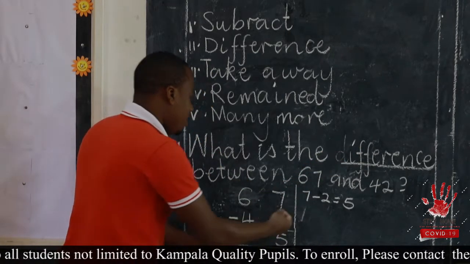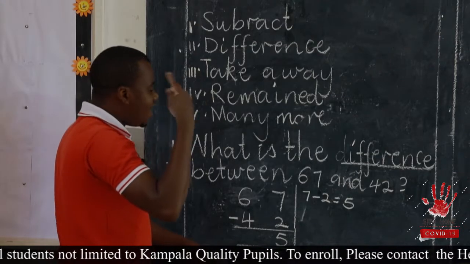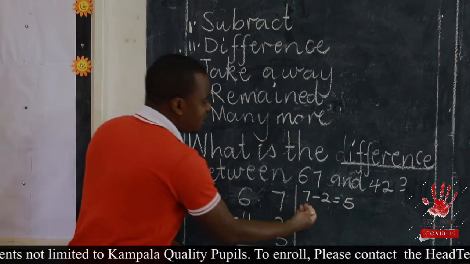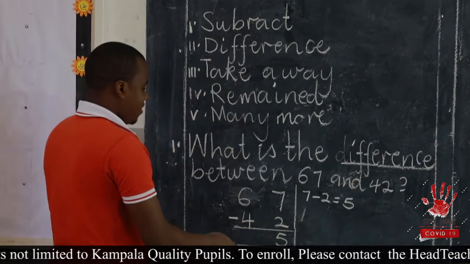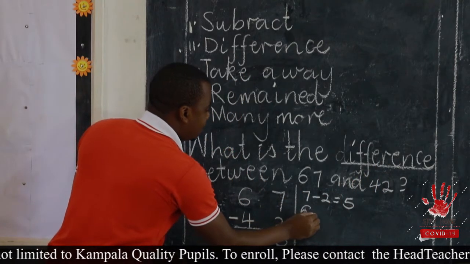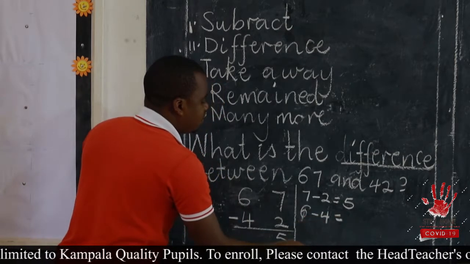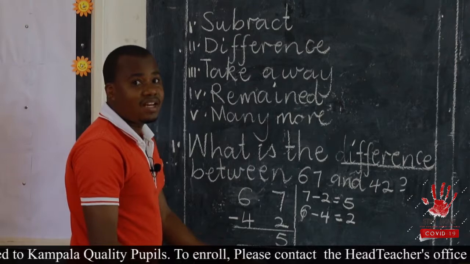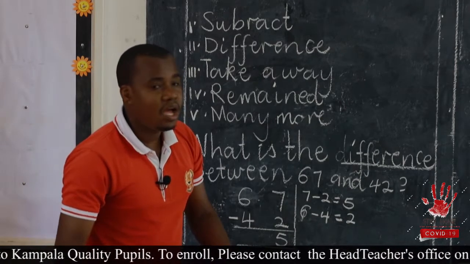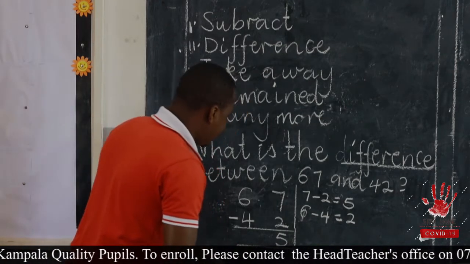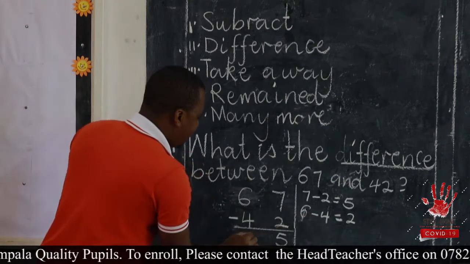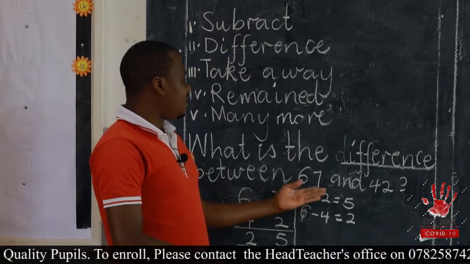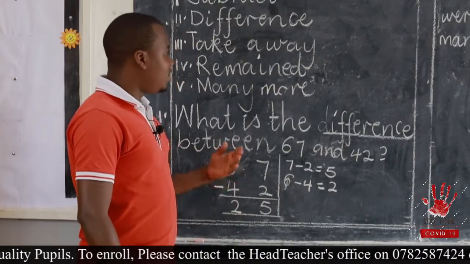Now we are big children. We are not drawing balls because we already have now the mathematical numbers in the head. You can say 7 take away 2. That is 5. Then I come and say 6 take away 4 equals to 2. Very quickly, if you are not sure, you can draw the balls and get a correct answer than getting a wrong answer. So 6 take away 4 is 2. That means the difference between 67 and 42 is 25.